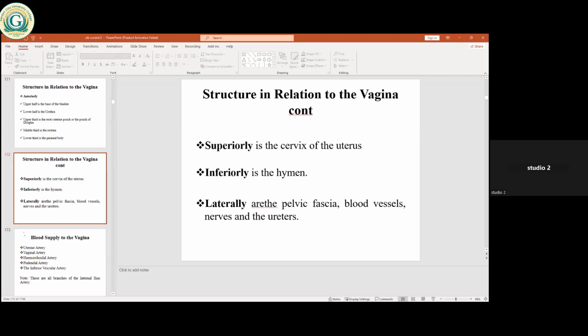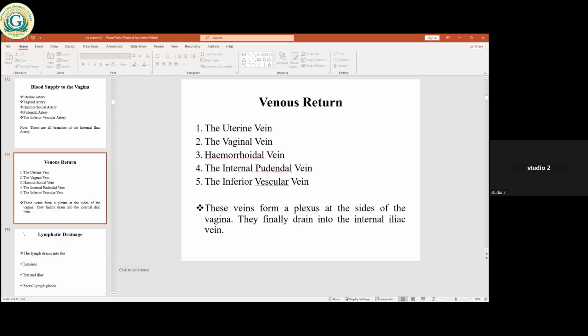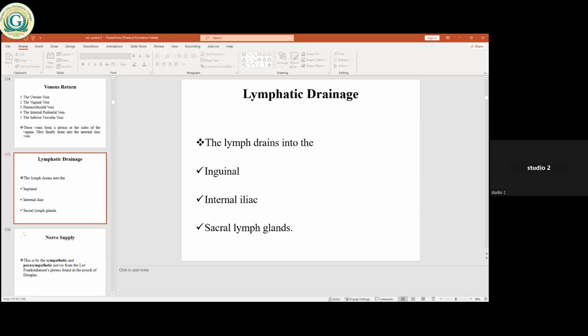Blood supply to the vagina, venous supply, please read on these, because we can ask you questions on them. Venous return: which blood vessels and veins supply the vagina. Lymphatic drainage, and then we come to nerve supply.